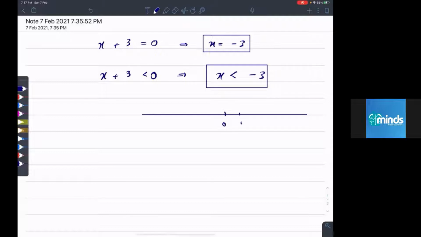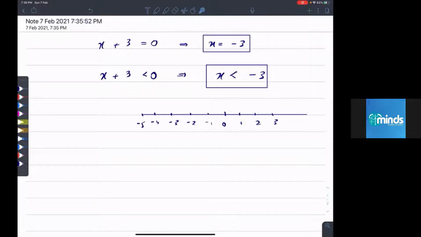So this is 0, 1, 2, 3. It is minus 1, minus 2, minus 3, minus 4, minus 5. I hope you understand the principle of the number line. Every number is greater than the numbers on its left. For example, look at 3. It is greater than 2. It is greater than 1. It is greater than 0. It is greater than minus 1. Look at 1. It is greater than 0, minus 1, minus 2, minus 3.